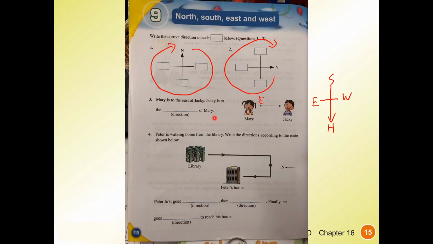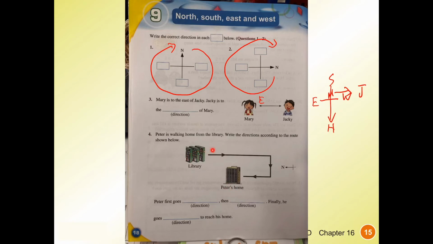This time, if Mary is the center, then Jackie would be in the opposite direction. So if Mary is here, and this is where Jackie is, then it's the opposite direction of east.